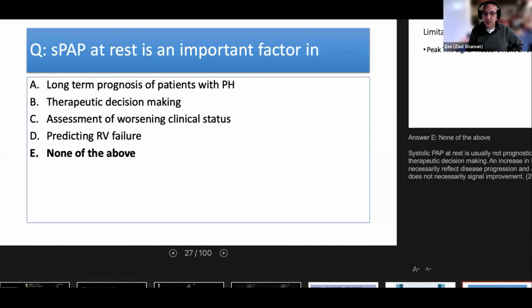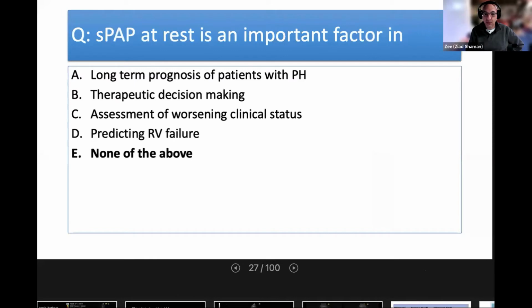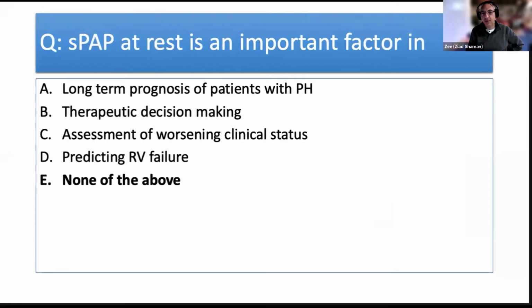So the systolic pulmonary artery pressure is not a prognostic value. We know this because we looked at the WHO guidelines for predicting mortality in pulmonary hypertension. And it shouldn't really be used for deciding on initiation of therapy.